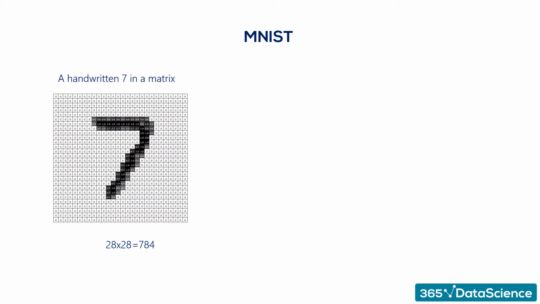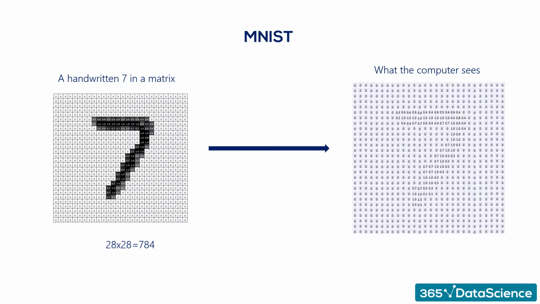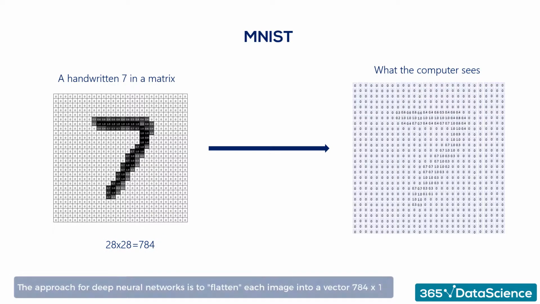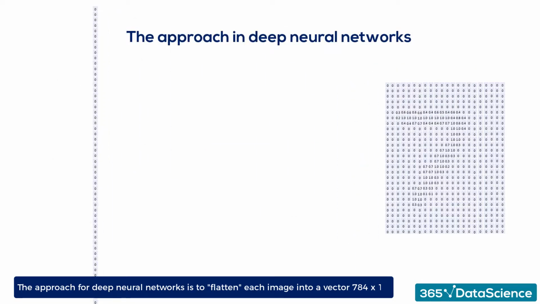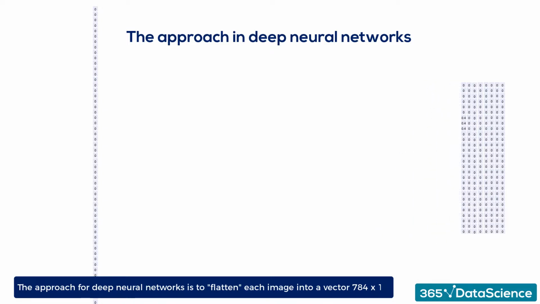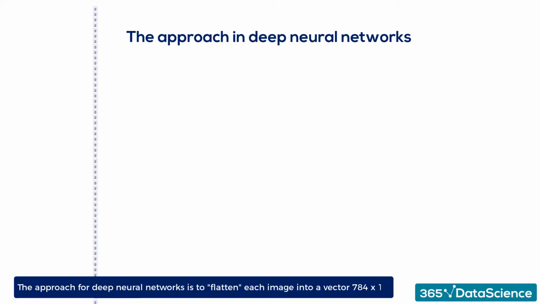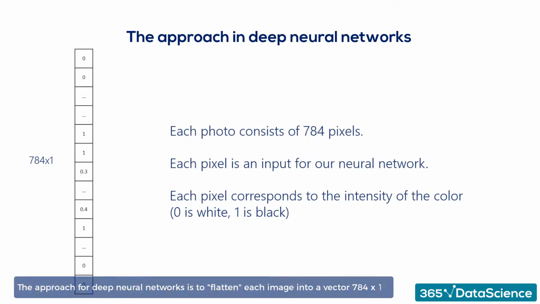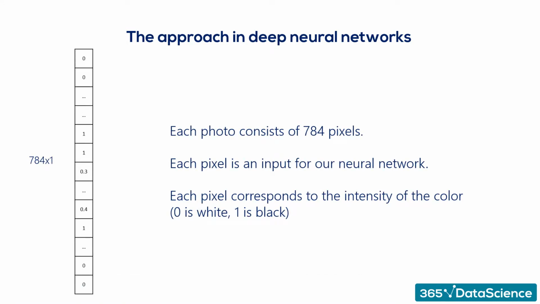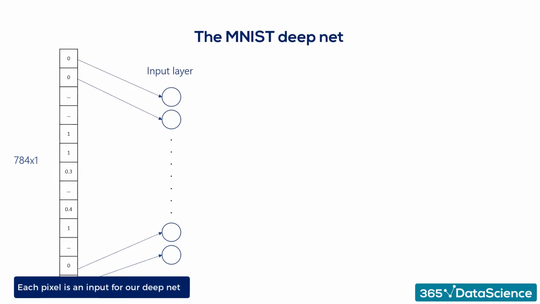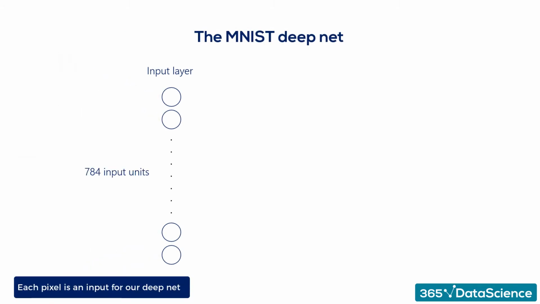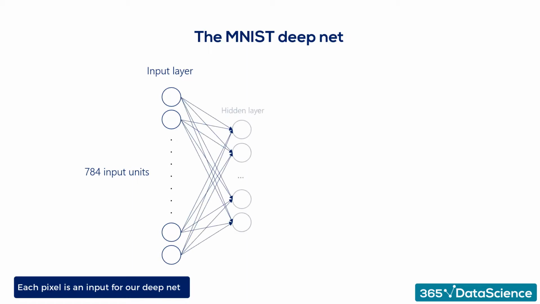Now, because all images are of the same size, a 28 by 28 photo will have 784 pixels. The approach for deep networks is to transform or flatten each image into a vector of length 784. So, for each image, we would have 784 inputs. Each input corresponds to the intensity of the color of the corresponding pixel. We will have 784 input units in our input layer. Then we will linearly combine them and add a nonlinearity to get the first hidden layer.